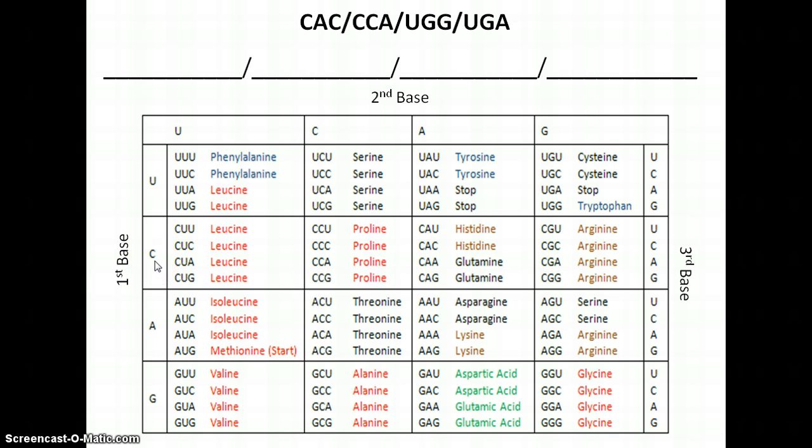Then our second letter is an A. So our first base is a C, we're in this row. Okay, if our second base is an A, we're in this column. So we know that we have to be in this square, and you'll notice there's a CAU, a CAC, a CAA, and a CAG. So here in CAC, your third base, you can look at it here, CAC would be histidine. So that first codon here, the CAC, is going to be histidine.